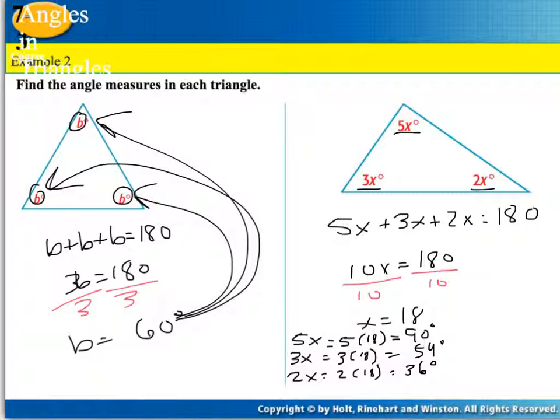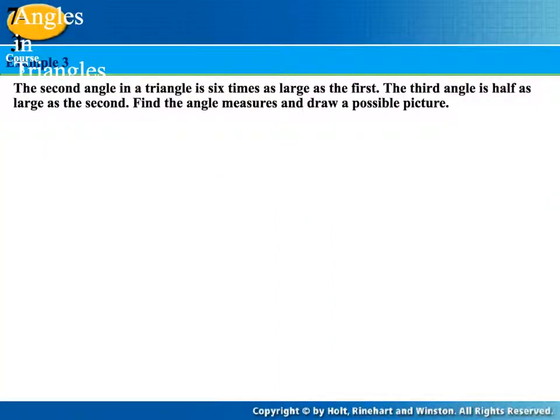On the first problem where we came up with those 60 degrees, we still plugged them back in technically. We just took 1 times b, 1 times b, 1 times b. 1 times 60 is always 60. All right, now the last type of problem that you're going to come up with is a problem like this.